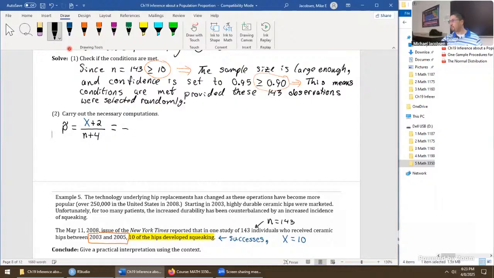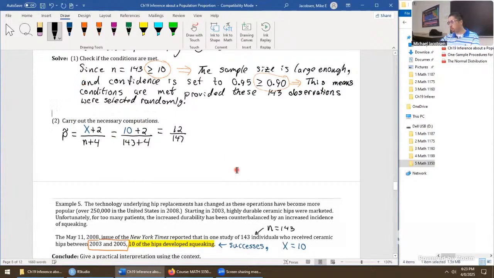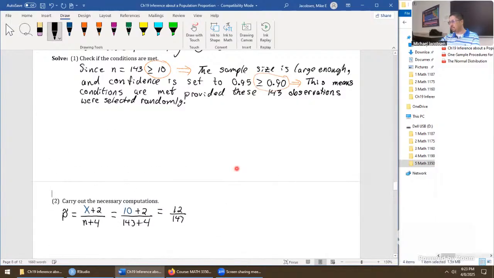So if we bring in our information at the bottom of this screen, we'll have 10 identified successes from the original data. Add 2. Original data had sample size 143. Add 4. So our P tilde is now 12/147. Next thing we need is our new standard error. But let me move this to the next page. I think we're going to need the space.